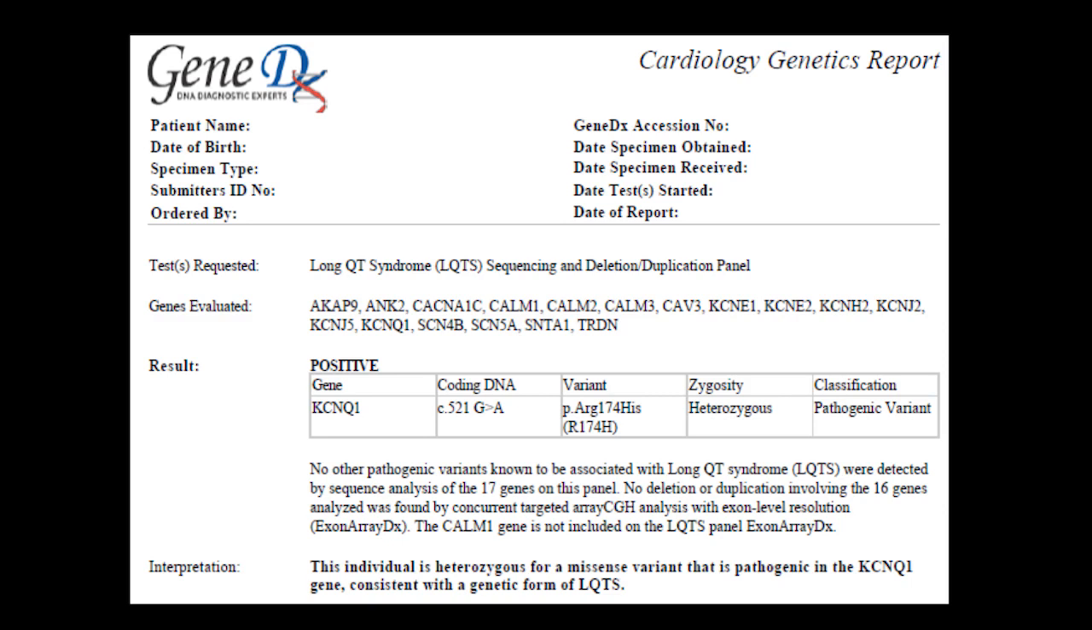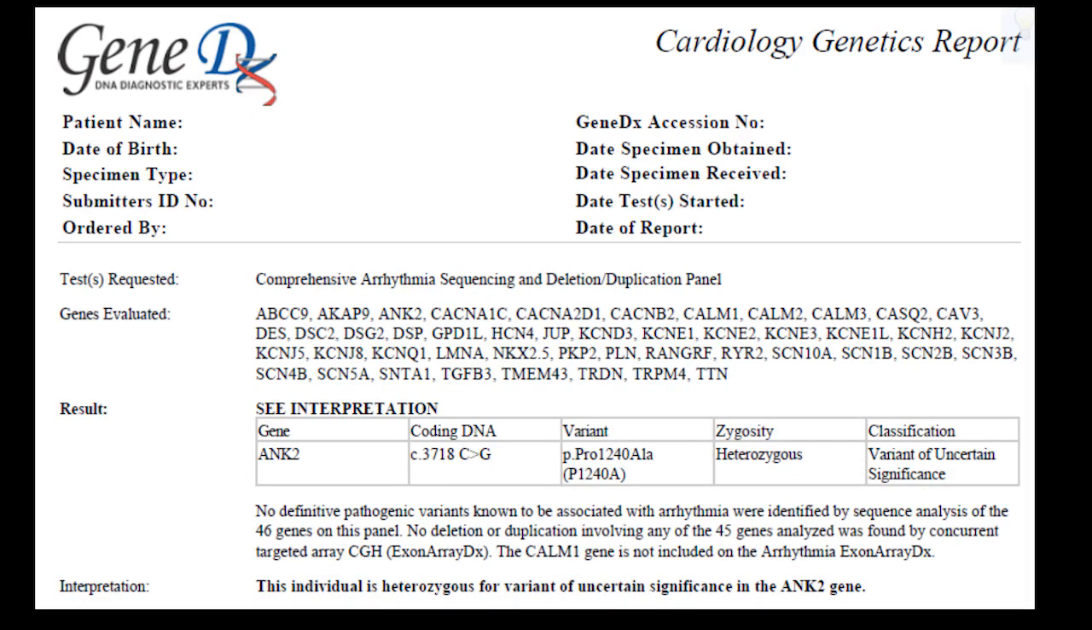So the interpretation, this individual is heterozygous. Again, this is autosomal dominant, so it's important for a missense variant of long QT1. Okay, so you can be pretty sure that this patient has a confirmed long QT1 syndrome. But look at this one, and oftentimes you'll get reports back like this. These are all the genes that were evaluated, like every gene you can think of, and you get this one. They've got a mutation in ankyrin 2, but it's a variant of unknown significance, and they're heterozygous. What do you do with that?